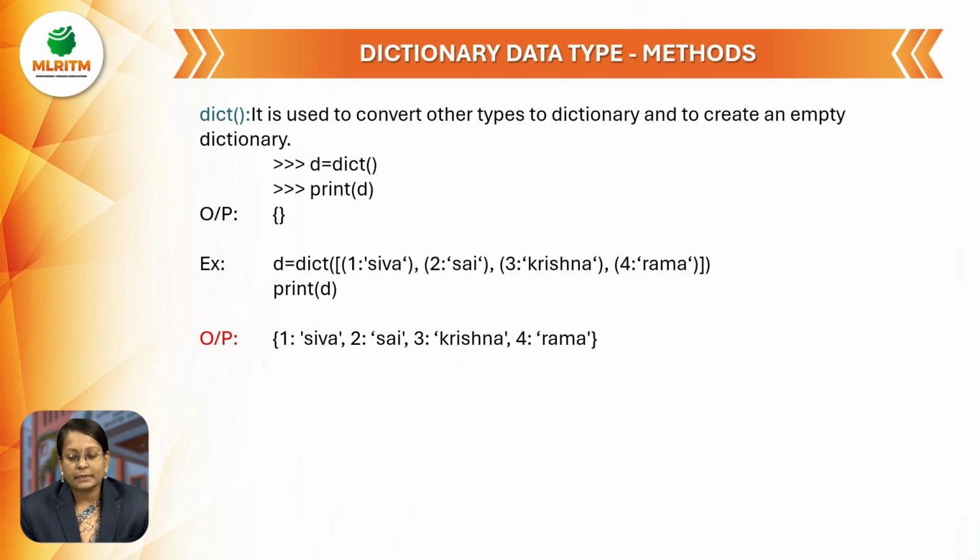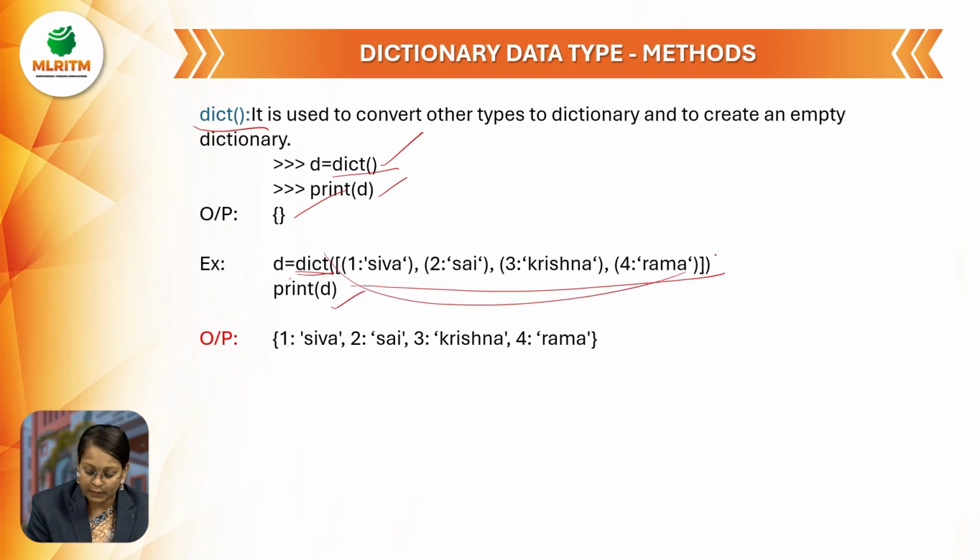Next, the methods of the dictionary data type. The first method is dict. It is used to convert other types to a dictionary and to create an empty dictionary. By using this we are creating an empty dictionary. The output is like this. D is equal to dict. Dict is an inbuilt function, and by using this dict method we are creating these key value pairs as a dictionary.